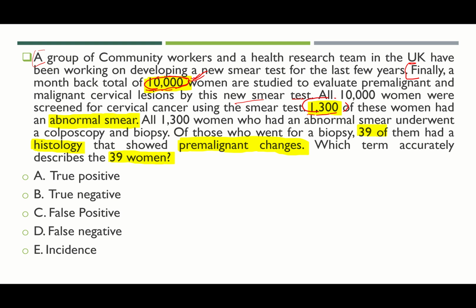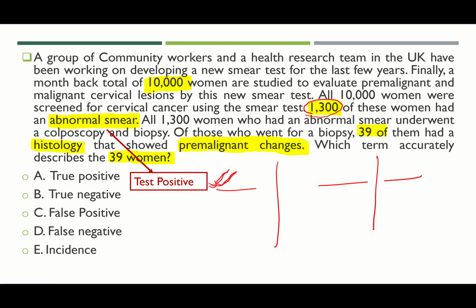1,300 of these women had an abnormal test. What does abnormal test mean? It means this is test positive. So 1,300 women, they belong to the test positive. There you go. You have this part. This is 1,300. Okay. All 1,300 women who had an abnormal smear underwent colposcopy and biopsy.